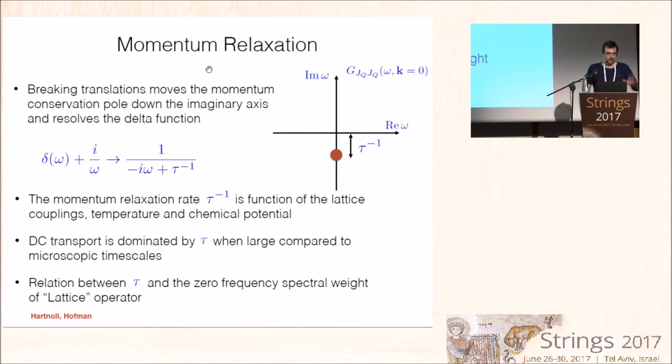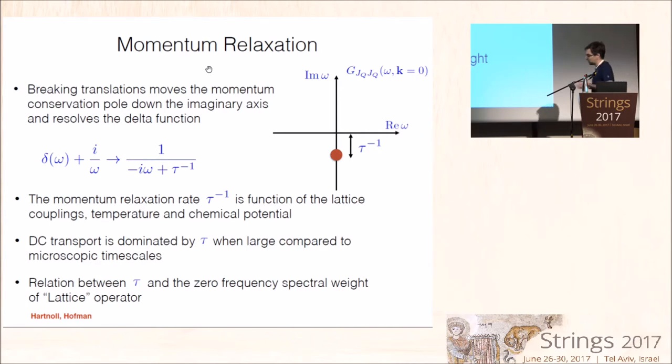Now, when tau to the minus one is small, and the delta functions get resolved by this simple pole, and if I just go back to the coefficients I wrote down and replace it, then if I take the omega goes to zero limit, you will see that everything is dominated by this tau, by the momentum relaxation time. And this is going to give me very, very strong constraints for systems in which momentum relaxes very, very slowly.